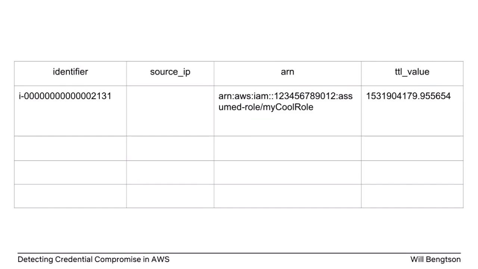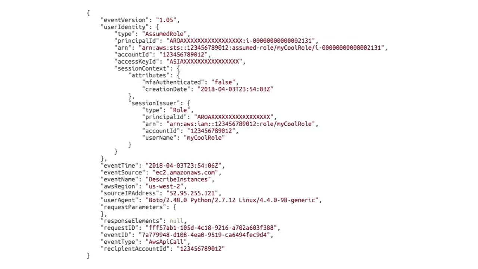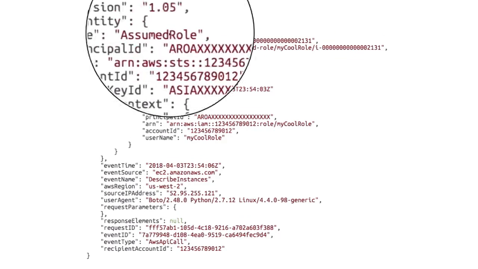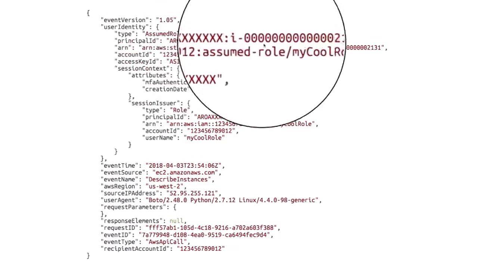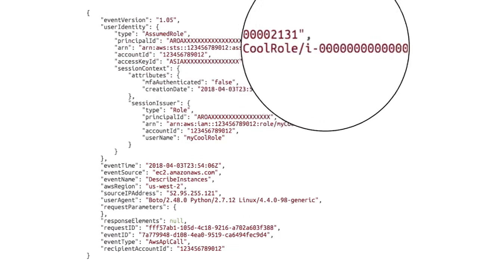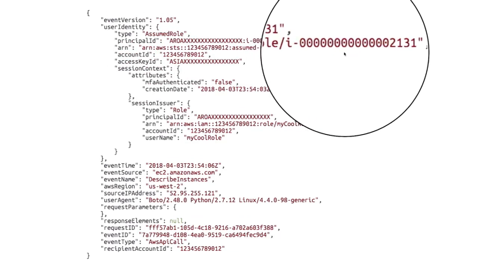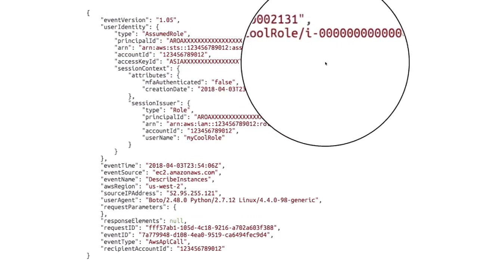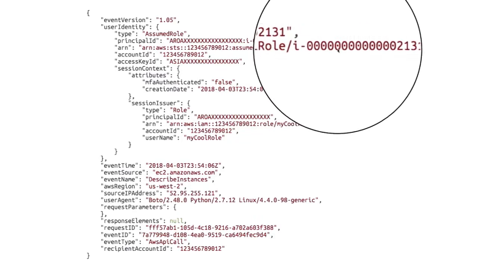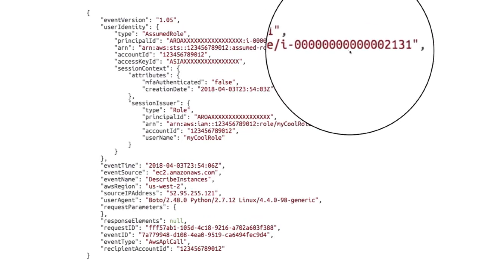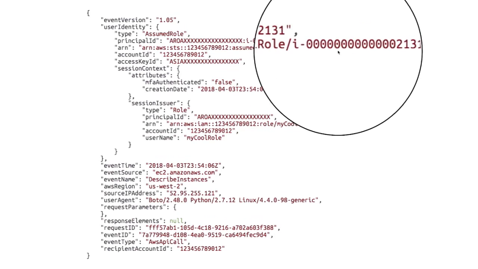You'll come across more assume roles. You'll come across things that you don't have in your table. But once you come across something that you know, you can see that it's a type assumed role. So we know it's something we care about. The ARN is assumed role, my cool role. And we can see that the session identifier, which is everything after the role name, so anything following the final slash in an assumed role ARN, is your session name. We can see that it's mapped to an instance ID.